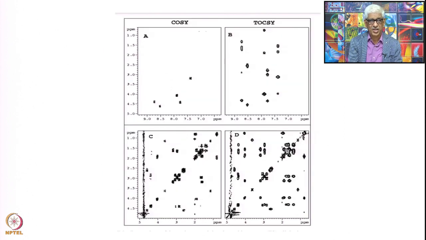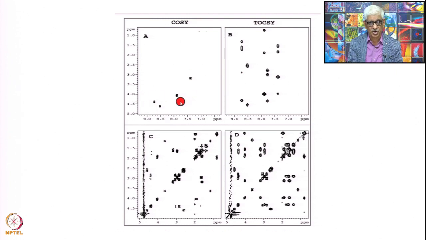So you see here the difference between the COSY and the TOCSY, and this is again the NH to the alpha area we saw earlier. NH to the alpha appears in this area, from around 9 ppm, 7 ppm to 9 ppm, where you see a cross peak to the alpha proton of the same residue.